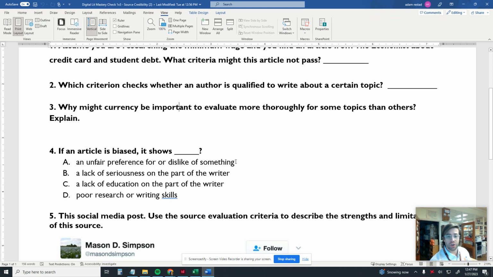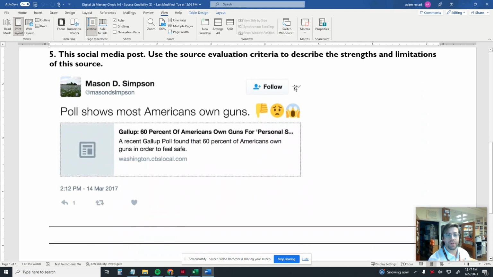If an article is biased, it shows unfair preference or dislike. That's just the definition of bias. And then we get to evaluating this post here. So if we go through our 5 criteria: currency, relevance, authority, accuracy, and purpose, let's break these down.